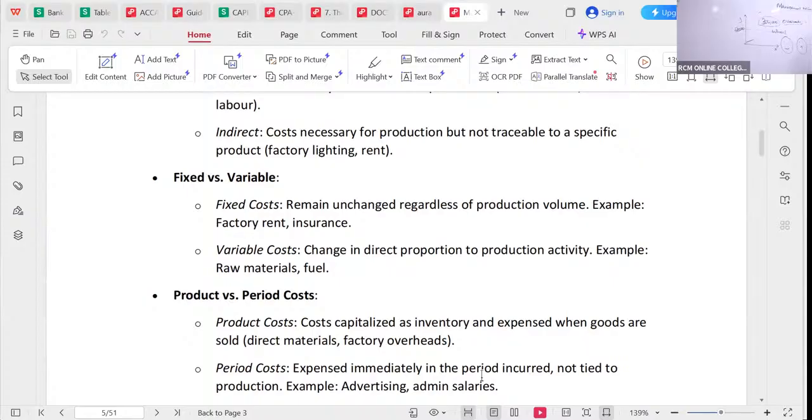They are not tied to production. Examples, in this case, are advertisement and administration salaries. Product costs are costs that are capitalized as inventory and expensed when goods are sold, like direct materials and factory overheads. Please listen to me very well.